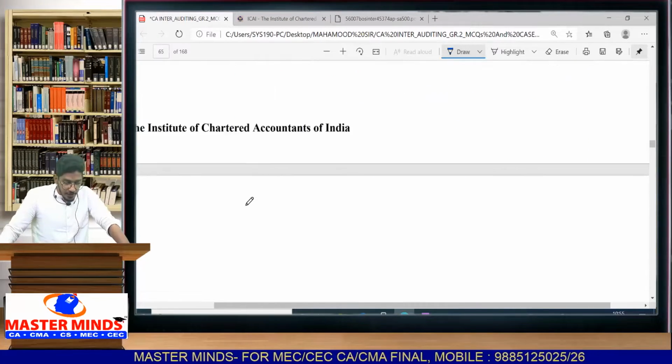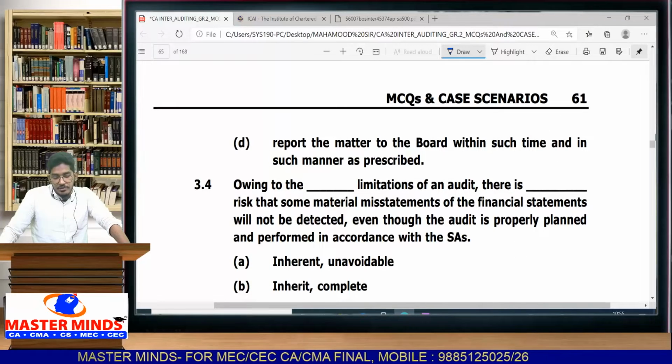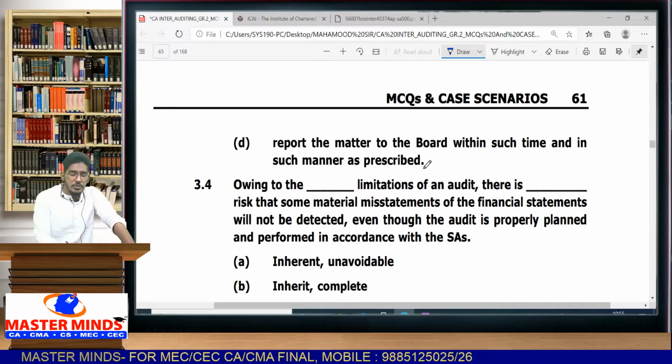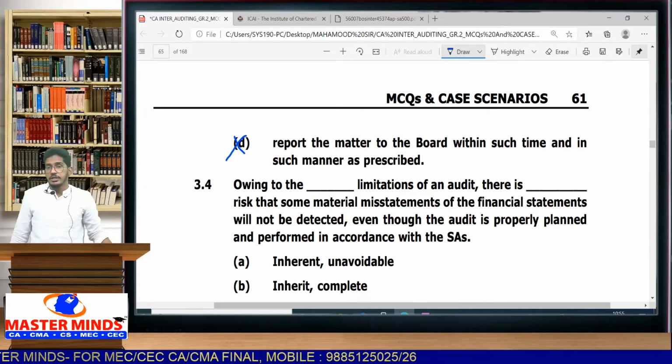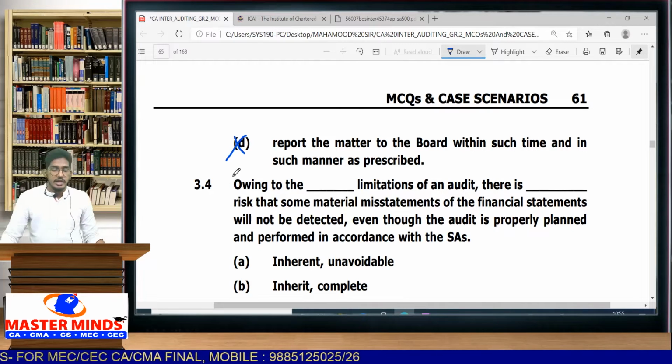Then D option, report the matter to board within such time and in such manner. No, not only to the board. If audit committee is there, you have to communicate to audit committee. So which one is the correct option? A option is the correct option.